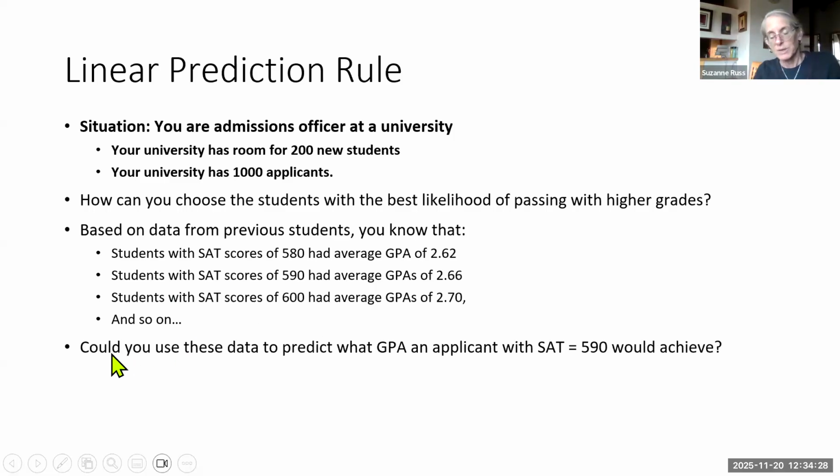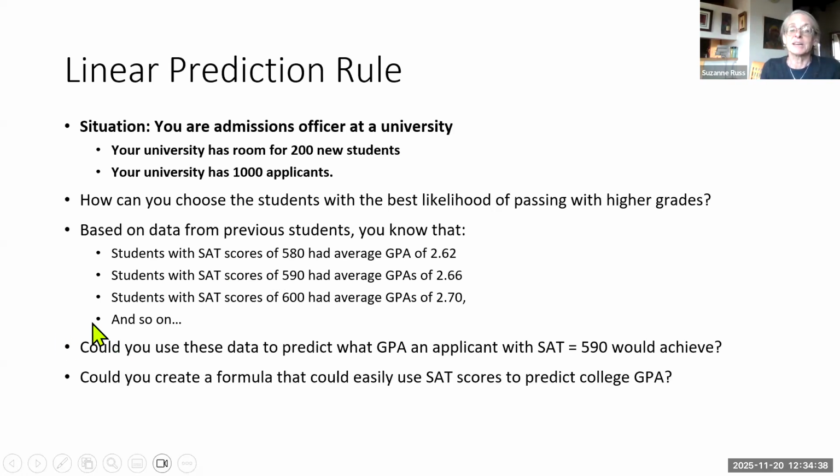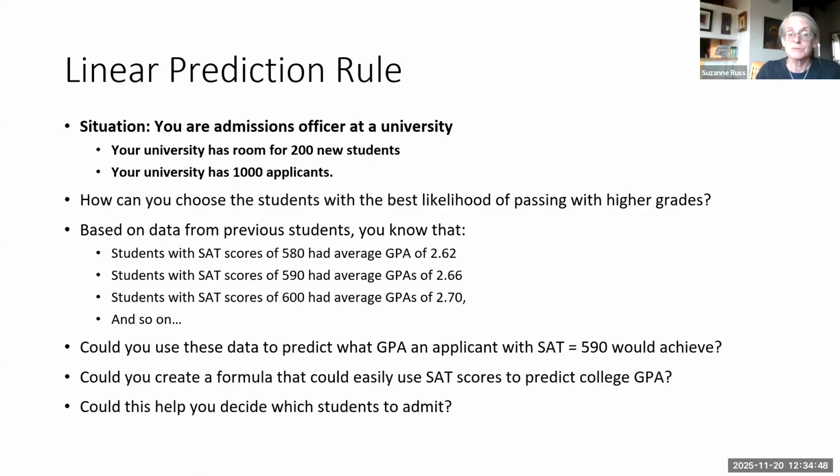So this is what you might be thinking. Could you use these data to predict what GPA an applicant with SAT 590 would achieve? Could you create a formula so that when you get new applications, you could enter their SAT score in a formula and use it to predict their GPA? And could you use that information to help you decide what students to admit?